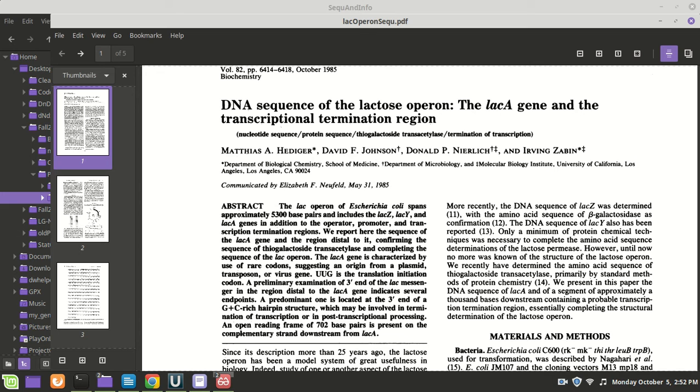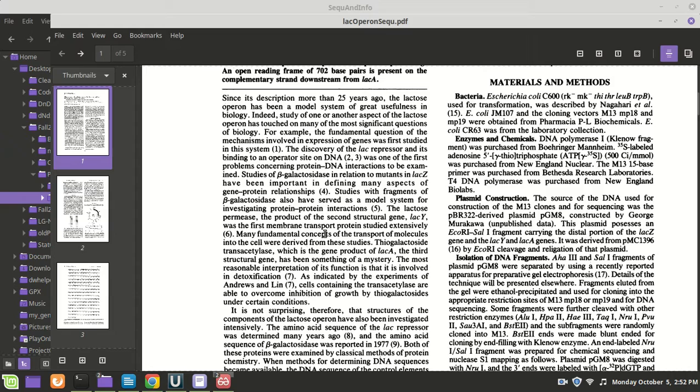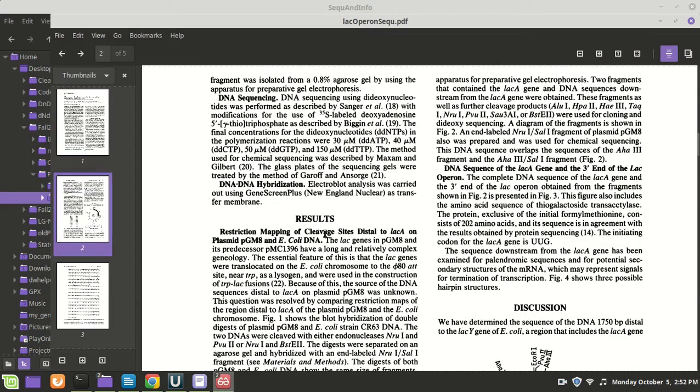Alright, in this video I'm going to go over two papers that I'm going to upload for you that we will talk about in class when we next meet. But these papers will essentially tell you where the terminators are. So you have an assignment to find these terminators, and these papers actually will help you find them.